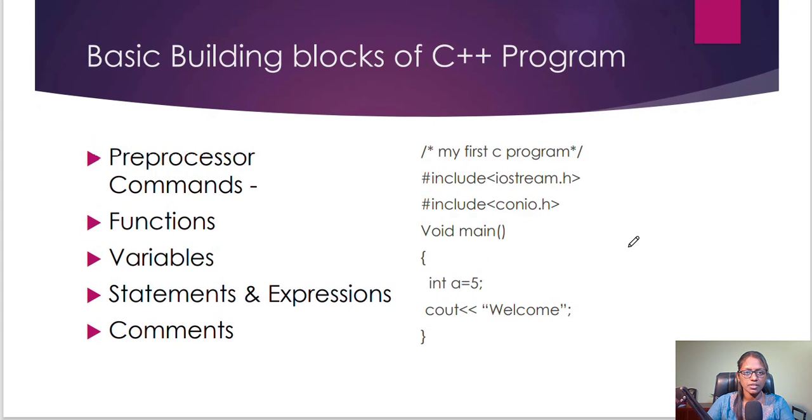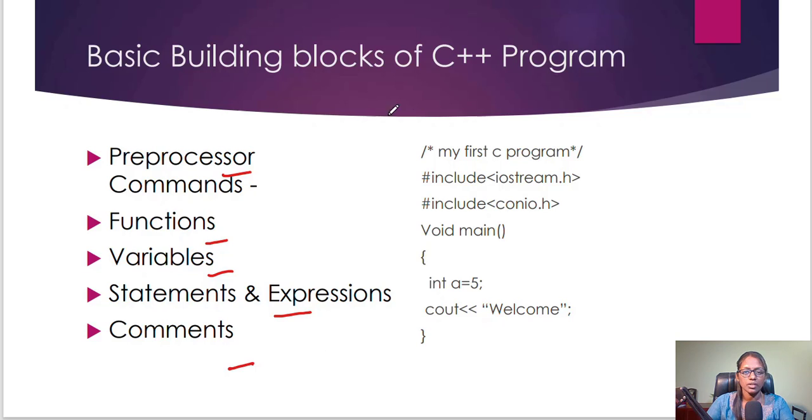So the next chapter is the basic building blocks of a C program. What are the basic building blocks of a C program? The first one is the preprocessor command, the next one is functions, then variables, then statements and expressions, and comment lines. So what are comment lines? Comment lines are not executed by the compiler. They are just for the user's reference.